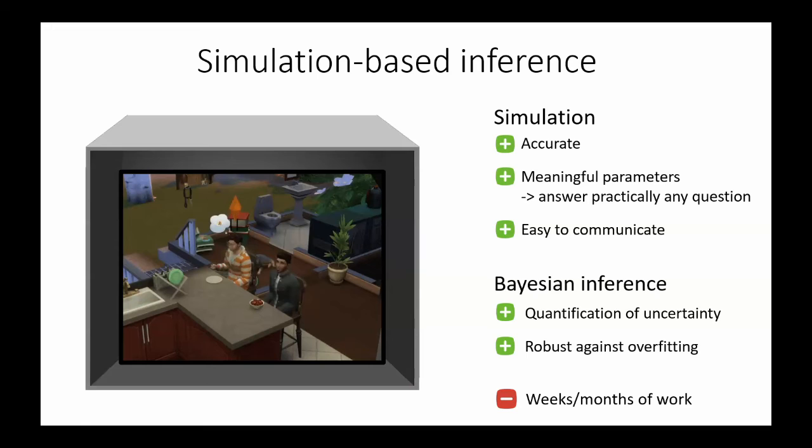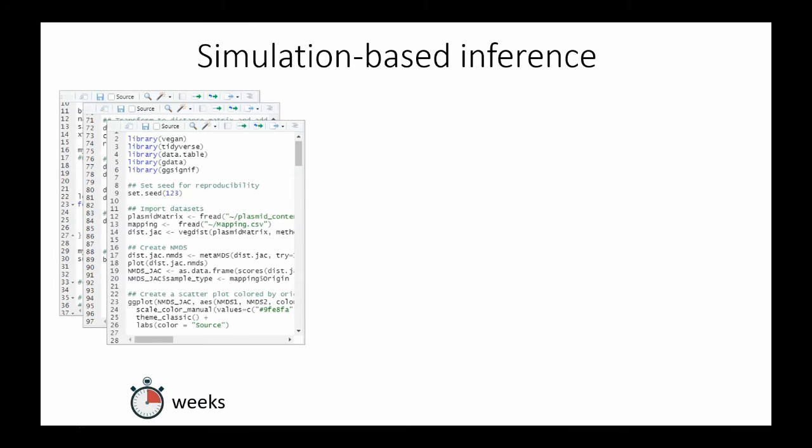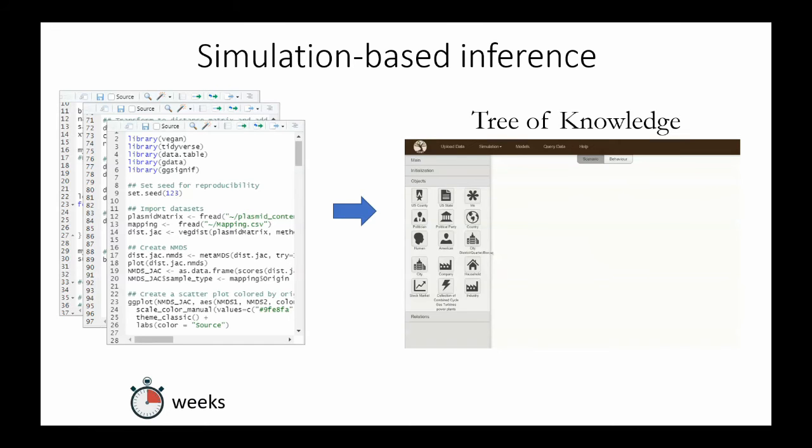It takes weeks to create. It takes weeks to create a single simulation-based inference model because you have to hand-code an entire simulation just to analyze one dataset. I believe this workload is the main reason why currently simulation-based inference is not as well known as some other models. Making simulation-based inference easier to use is one of the main motivations behind the online platform Tree of Knowledge. With Tree of Knowledge, you can create a simulation-based inference within minutes instead of weeks.